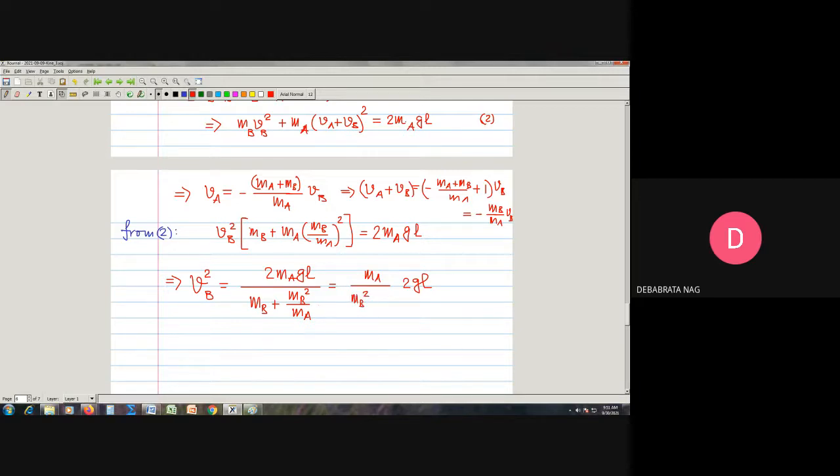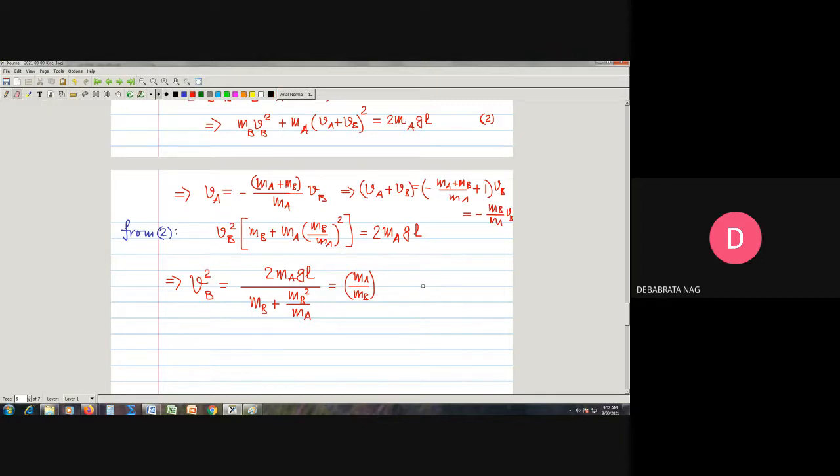Or what we can do from here, we can take this MB also common. So we can write this in this format. By taking the MB common from the denominator, it will be MA by MB. This becomes a non-dimensional term then, and then it becomes 1 by MA by MB. We have taken this MB common from here. So we can write it in this manner decently.